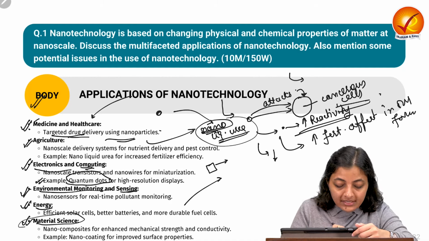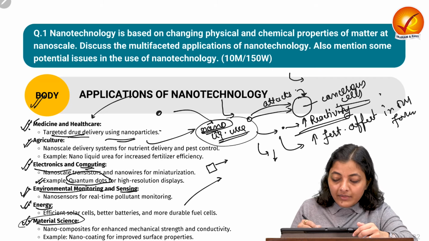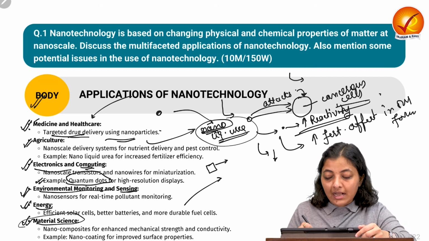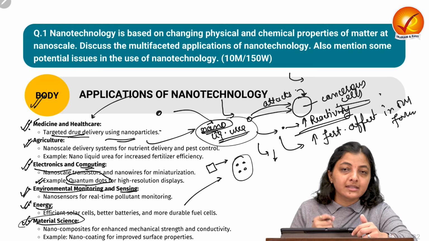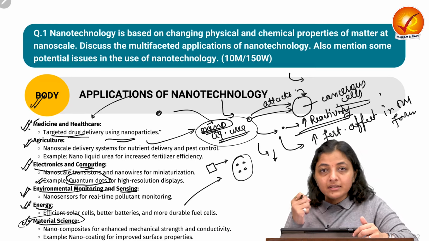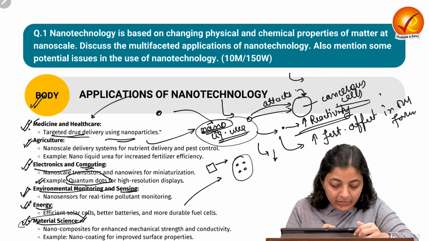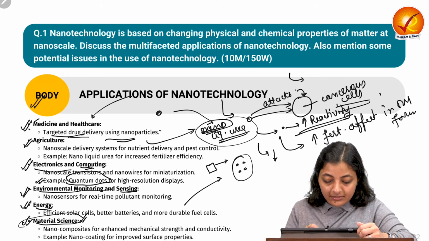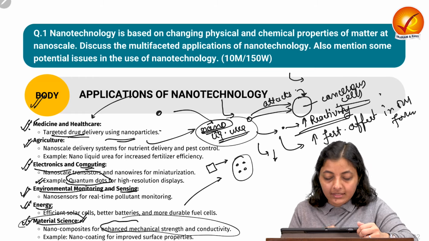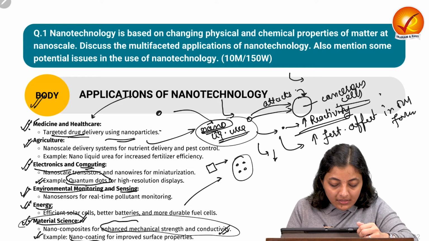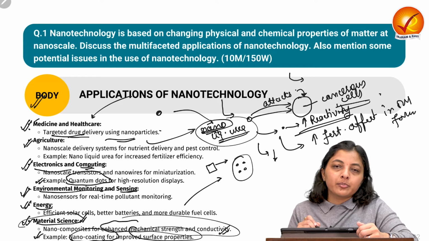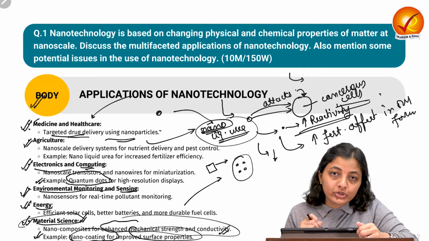Next is about the material sciences. Now we have already discussed how nanoparticles change the properties, the characteristics and the reactivity at the nanoscale. So we can use it in material sciences to enhance the mechanical strength and conductivity. Example, nano coating for improved surface properties, to take care of corrosion effects.